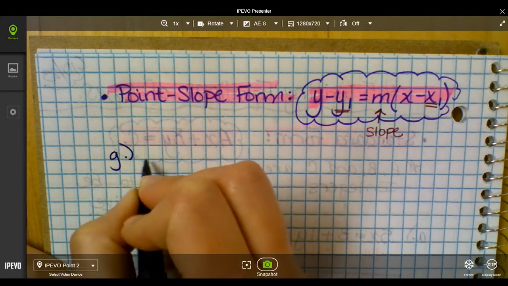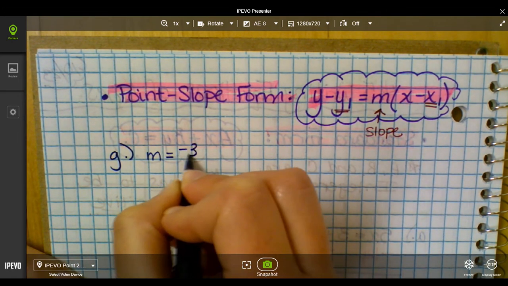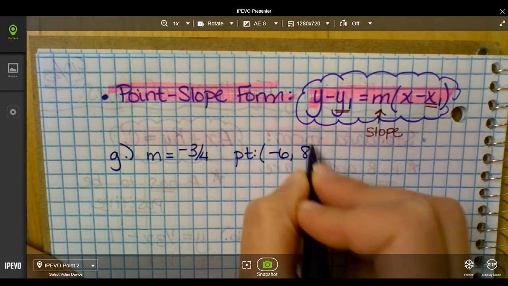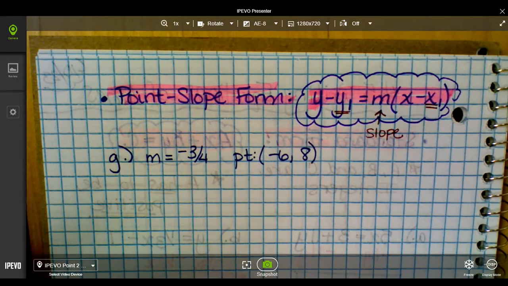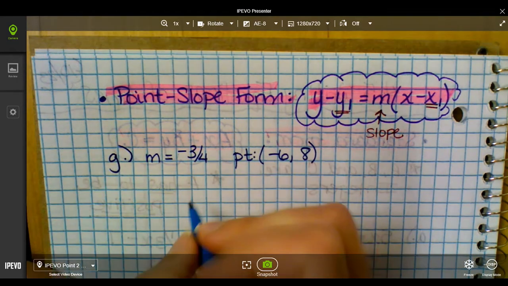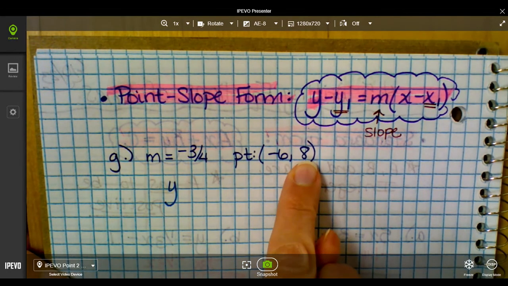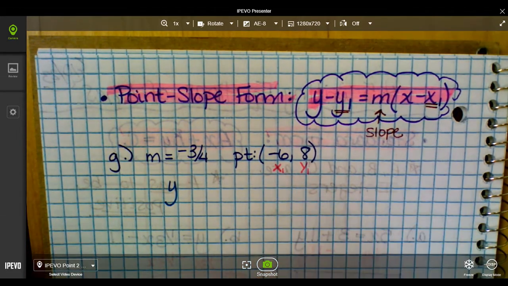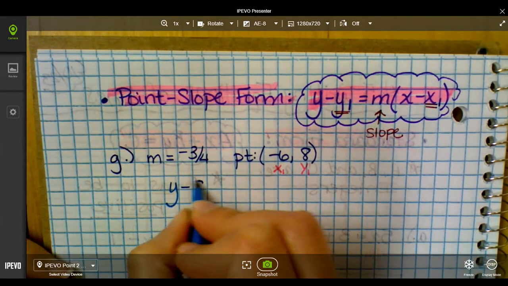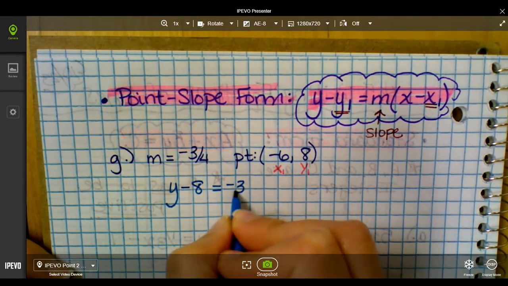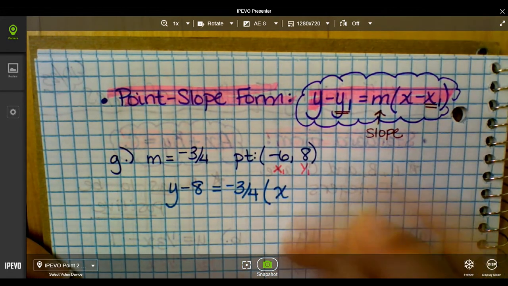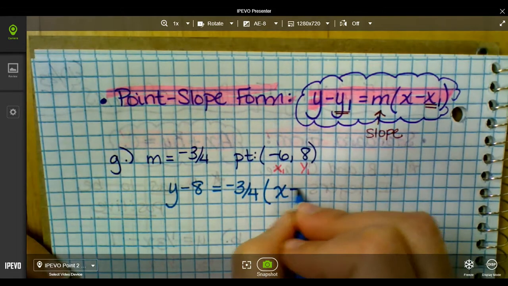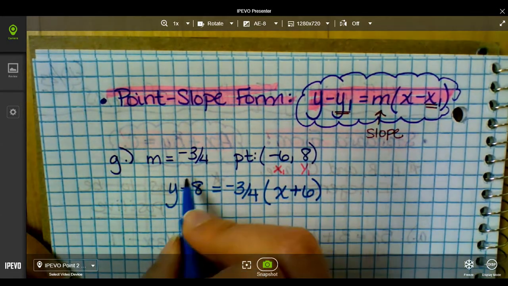All right, so G, if I give you m equals -3/4, and I give you a point that is (-6, 8), let's just remember how to plug those in. So I'm going to do y minus my y1. So if you have to label these guys, it might not be a bad idea. This is x1, this is y1. So I'm going to do y minus y1, so y minus 8 equals m, just plug in -3/4, times x minus x1. So when I do x minus -6, I need both of those negatives in there. You have to remember that that is turning it positive.